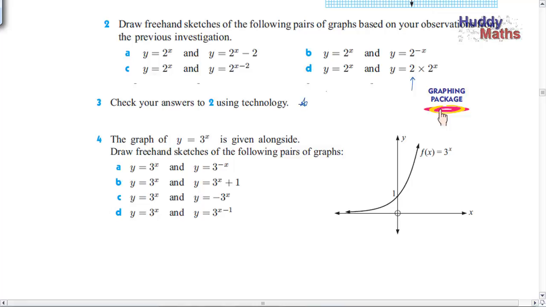In question 4, we have a graph already drawn, and you're supposed to copy that and then work out what effects each of these would have on the graph. If you put 3 to the neg x, where does the graph go? You might actually have to use technology for a couple of those. All right, see what you think. I'll show you the answers now.